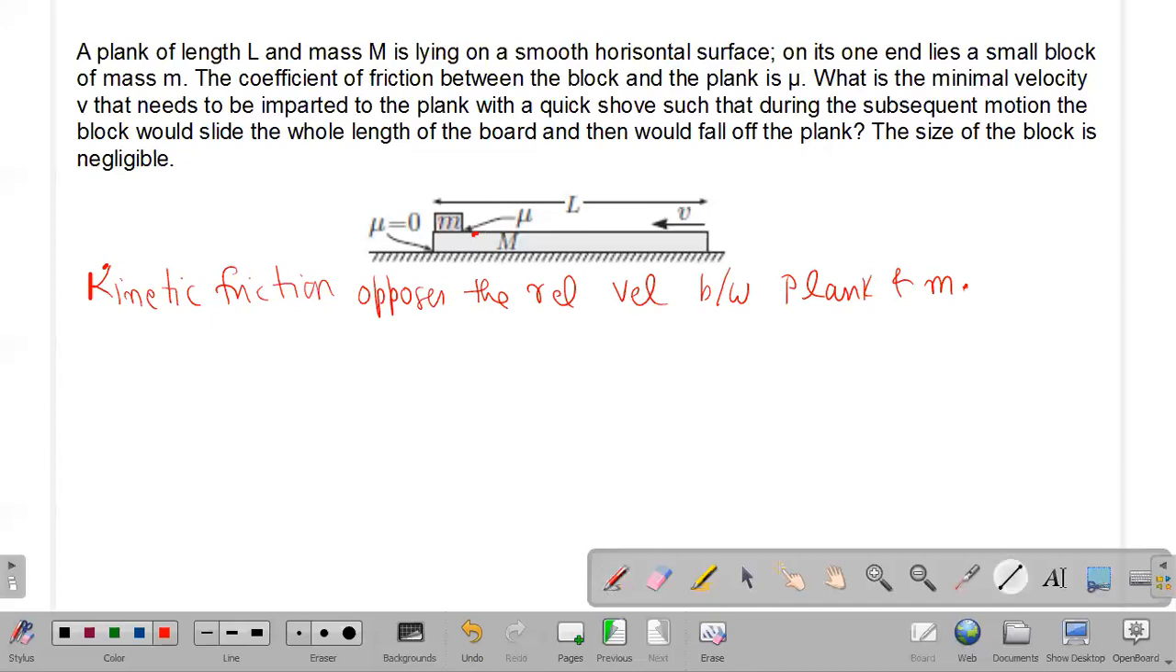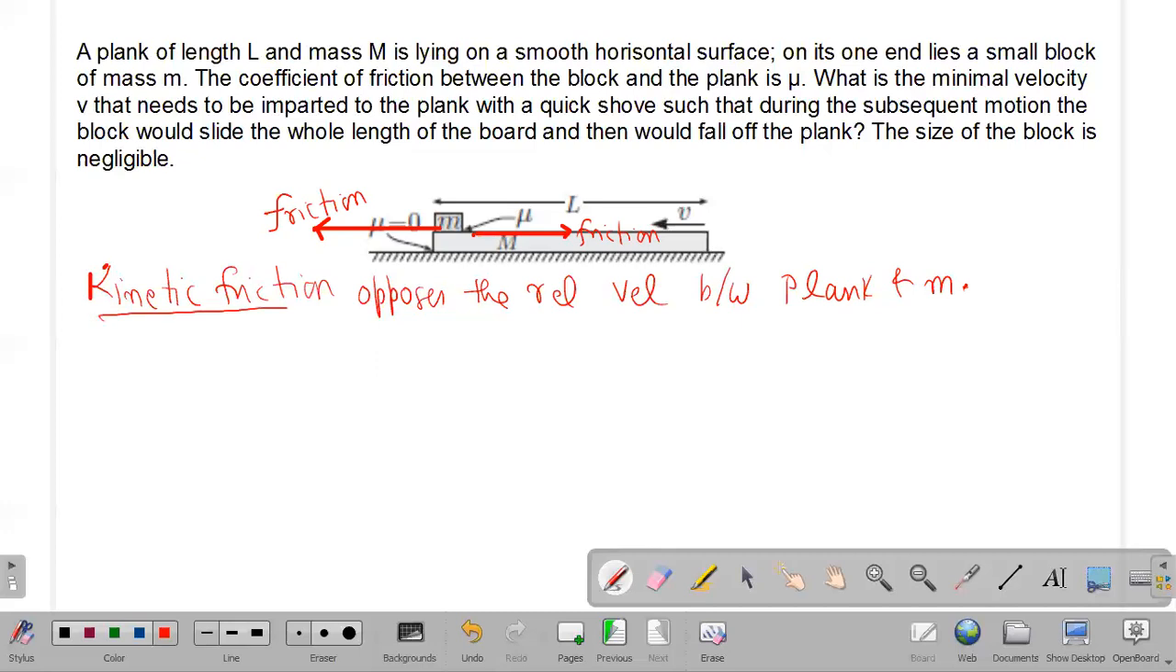Therefore, the friction force on the plank will be on the right side, and the friction on little mass small m will appear to the left side. Because of Newton's third law, both frictions will have the same magnitude. They are action and reaction pairs. And friction on mass capital M will be on the right hand side. Also it is a kinetic friction force because the two masses are sliding, they are slipping with respect to each other.